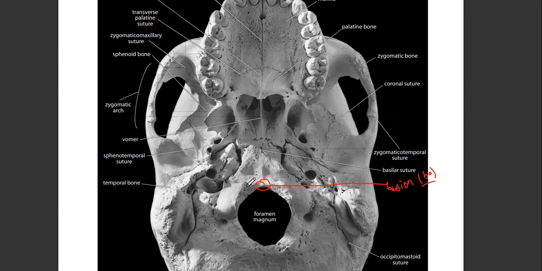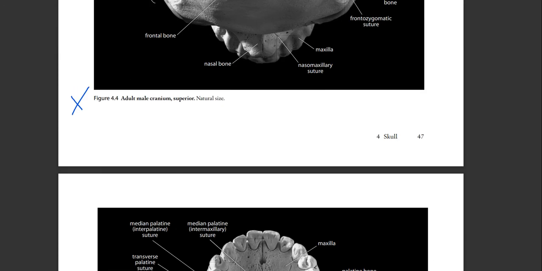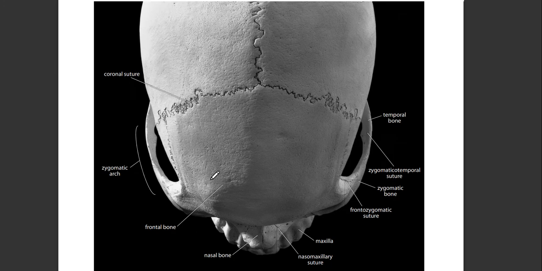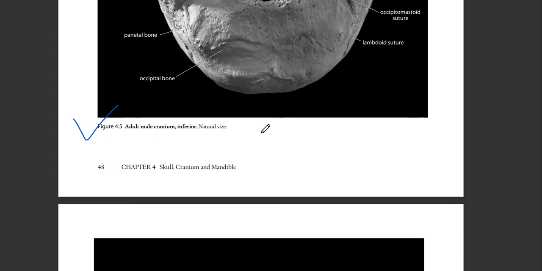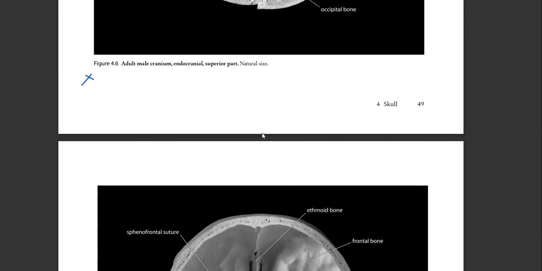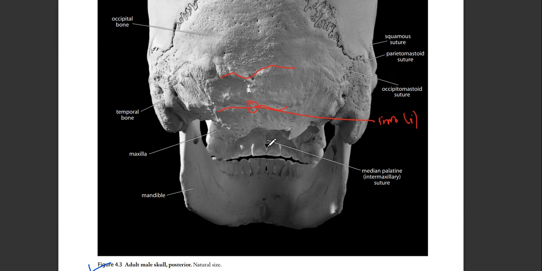So when we take the measurement from nasion to inion, again we use the spreading calipers. We place one point on the nasion, the other point on the inion, where inion is located at the most posterior point of the occiput, going towards the base of the skull. Okay, so again it's a linear measurement.